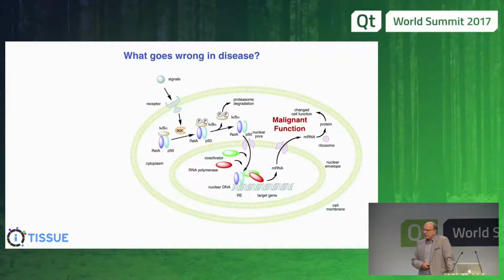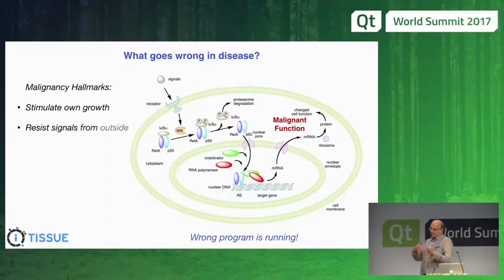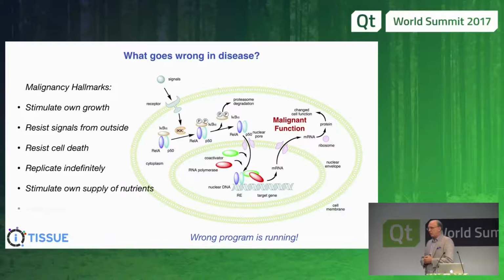So what goes wrong in disease? Well, it's really not that wrong. It is actually a fully functional pathway. It just happens to do the wrong thing. So it's basically that the wrong program is running, and the cell is exhibiting malignant functions instead of benign functions.